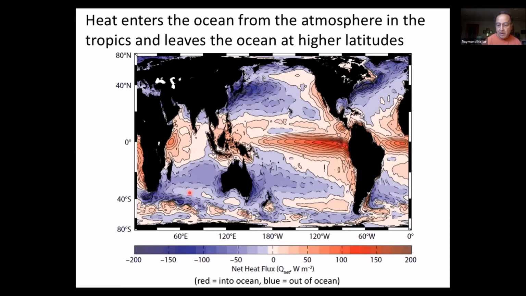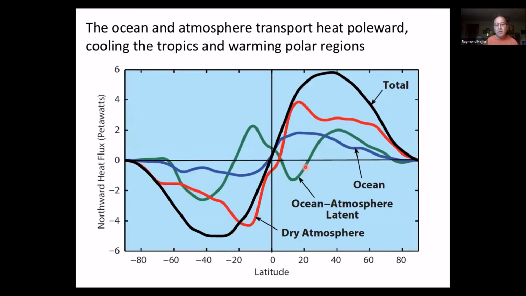And we could quantify that by this graph here that's also from the Schmidt article that shows the transport of heat in petawatts. This is 10 to the 15 watts. It's a lot of energy. And basically positive values here are the total heat transport by the ocean atmosphere system. You can see these values are positive in the northern hemisphere. And the convention is if it's northward, it's positive. And if it's southward, it's negative.